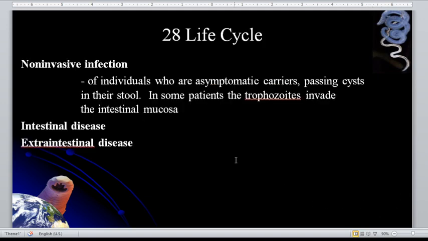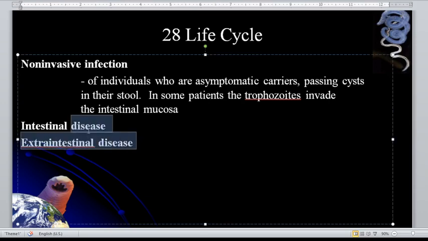The non-invasive infection is caused by the commensal form of Entamoeba histolytica, wherein there will be no invasion. The invasive form can cause intestinal disease as well as extraintestinal disease if it causes an extraintestinal invasion. The organs that can be targeted for extraintestinal invasion are the liver, lungs, and the brain. Liver, lungs, and brain.